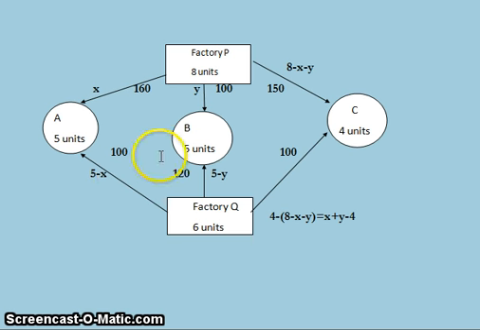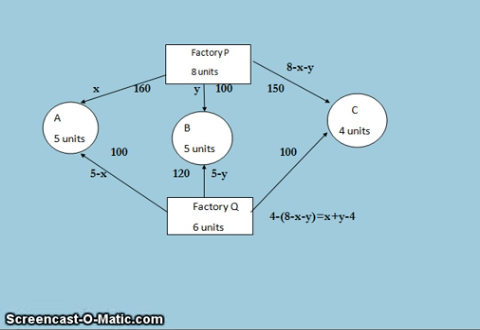Similarly, depot B requires 5 units and it's receiving Y units from factory P, which implies factory Q is providing 5 minus Y units to depot B. And similarly, since the requirement of depot C is 4 units and it is receiving 8 minus X minus Y units from factory P, this implies that factory Q is providing depot C with 4 minus (8 minus X minus Y) units, which is equal to X plus Y minus 4.